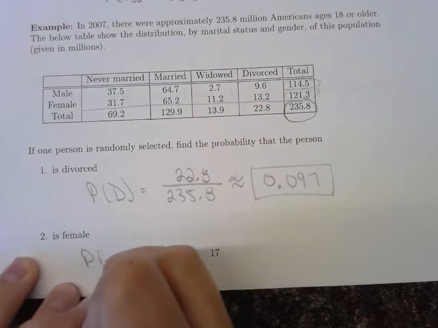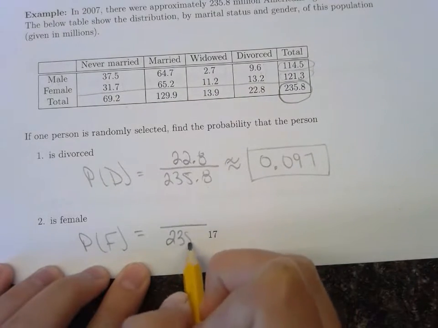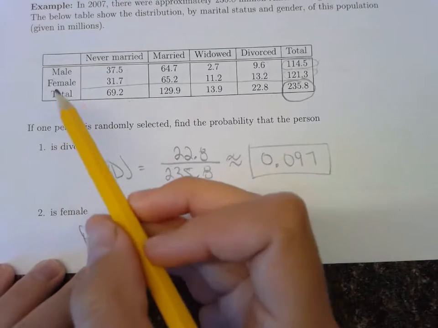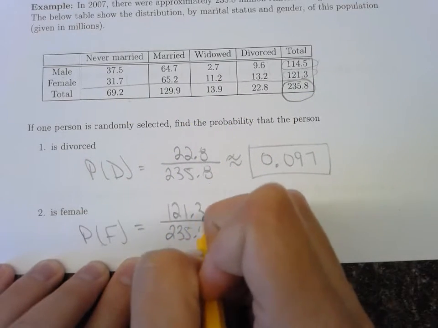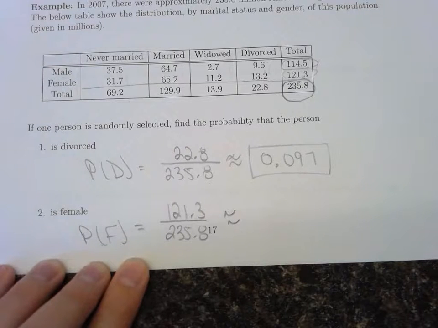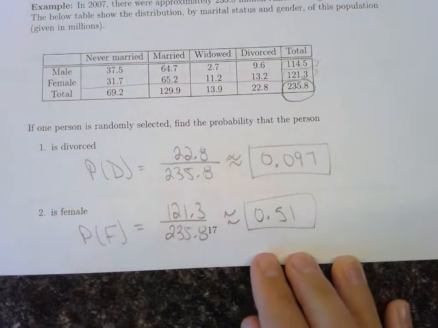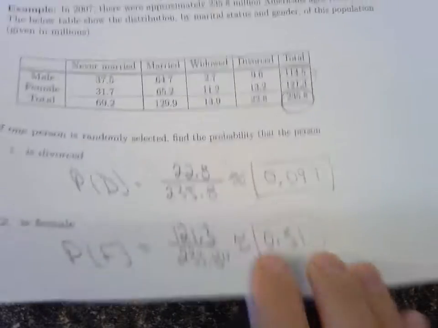Okay, number two is female. Again, the bottom number needs to be 235.8, and this is in millions. Now we need the probability of female, so total females would be 121.3. I'm going to put this in decimal form. This should be about half, because about half of Americans are female, about half are male. We get about 0.51, so about a 51% chance. If you pick one person out of this group, it's going to be female, which makes sense.